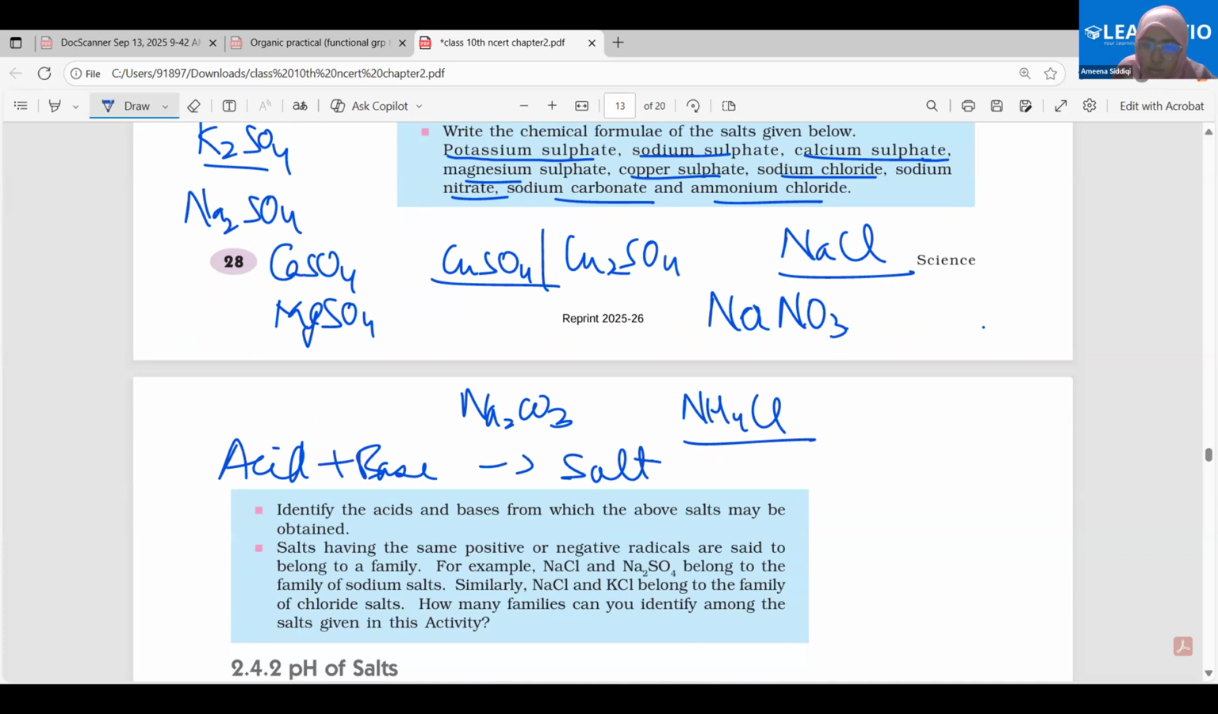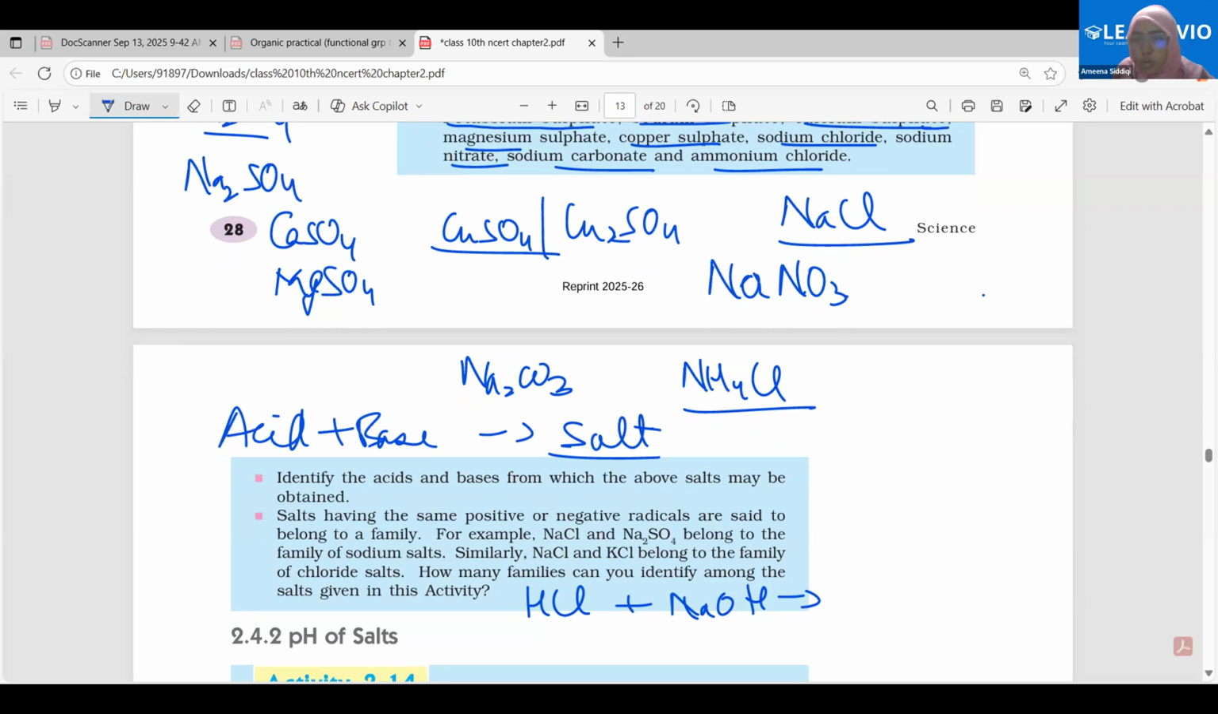Therefore, what are we saying? That salt is made from the cationic part of the base and the anionic part of the acid. How? Let's take the example of HCl and sodium hydroxide. This is a simple neutralization reaction in which acid is reacting with the base. Therefore, the salt would be formed and water would be formed. So NaCl was formed along with water.